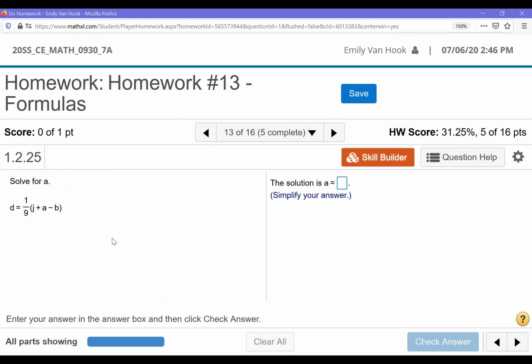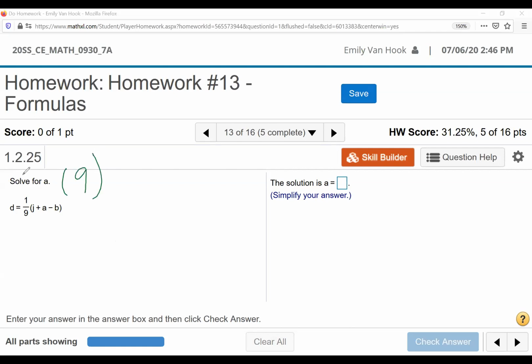Number 13, here's another one where I would start by multiplying by the reciprocal. This is D equals 1/9 parentheses j plus a minus b, close parentheses. You could distribute the 1/9, but let's just cancel the fraction right away. The reciprocal of 1/9 is just 9 over 1, or just 9. So I'm multiplying both sides by 9. That's 9d equals, and now we're just left with j plus a minus b.